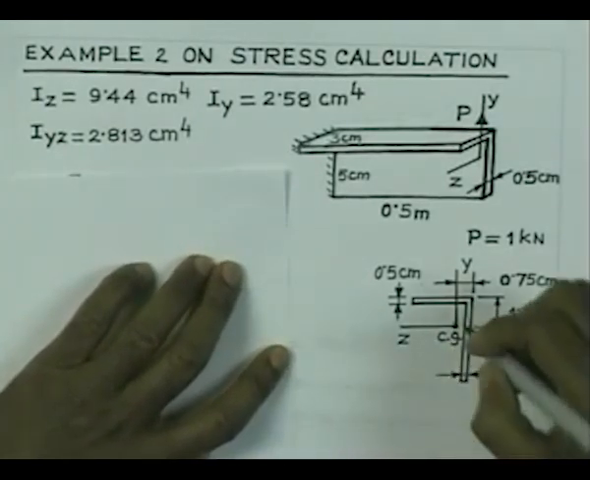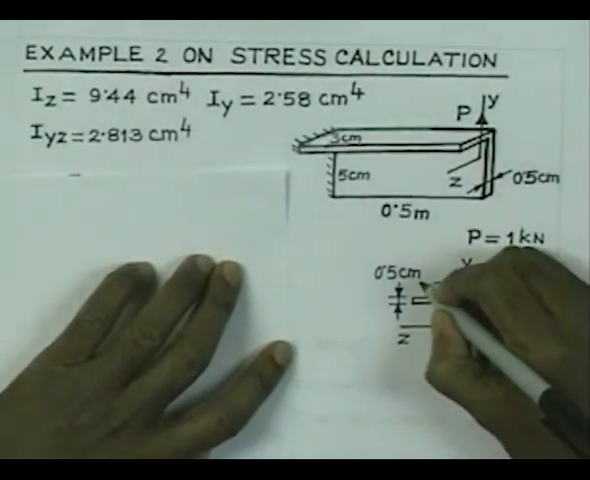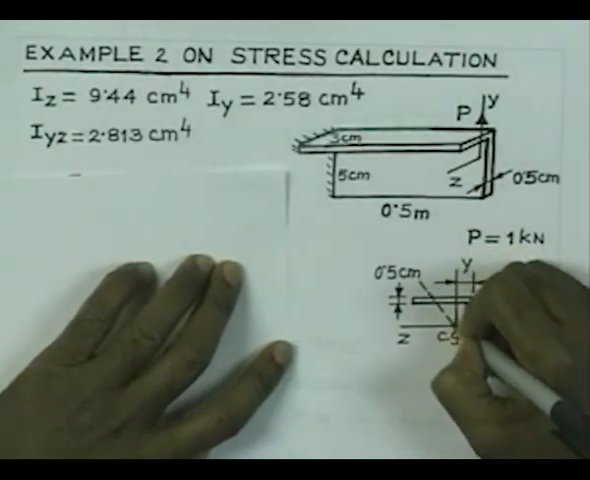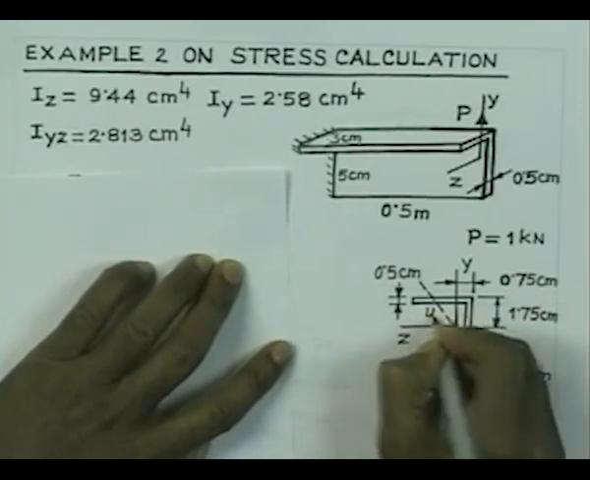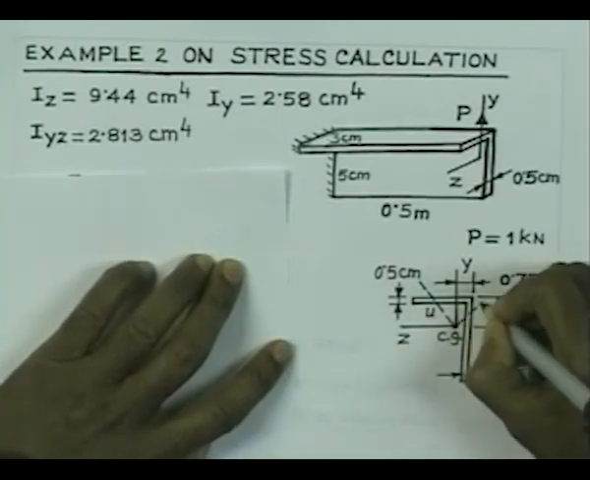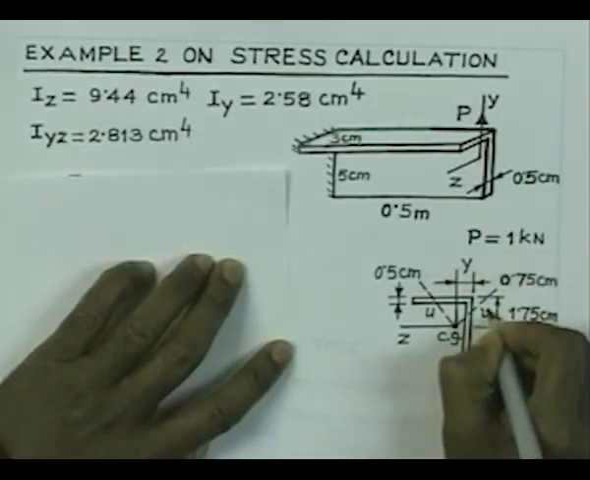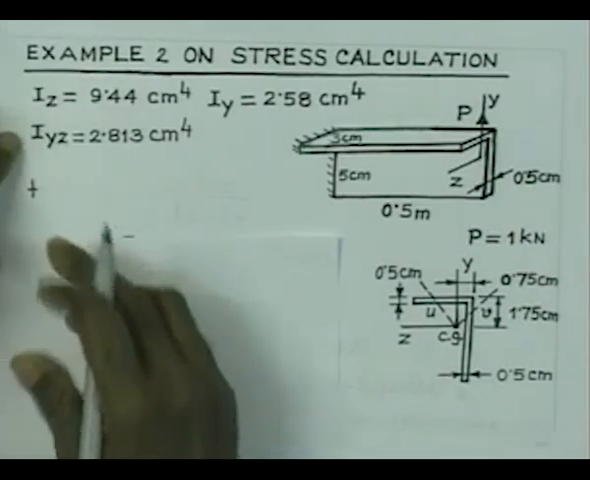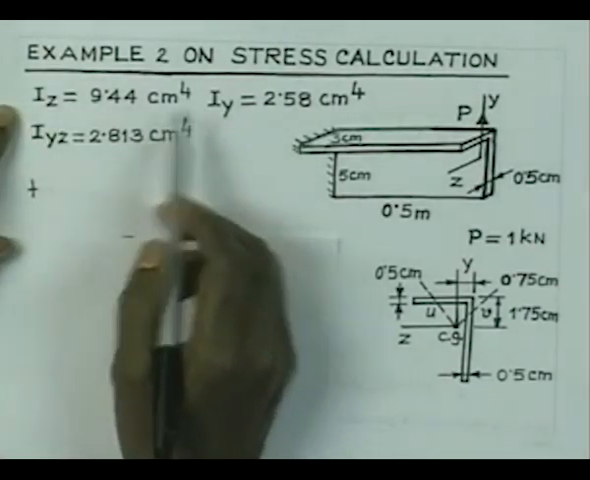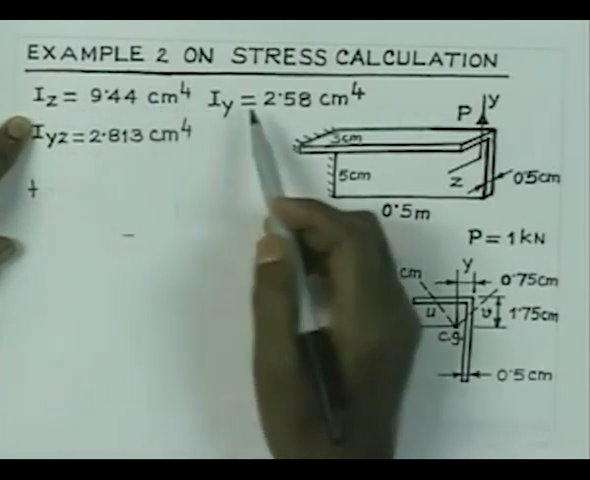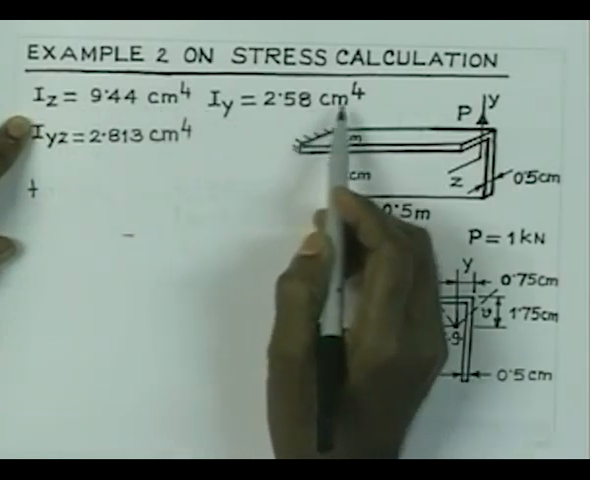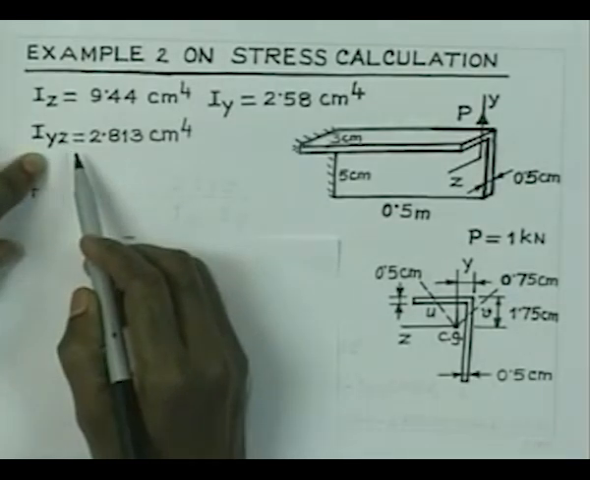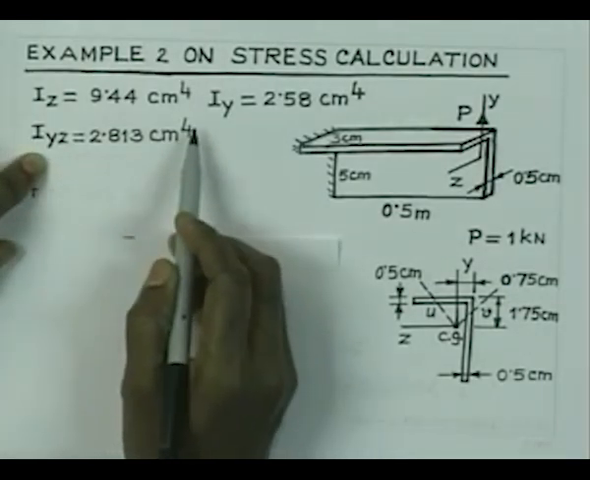Now, we have to calculate as usual the directions. Let us say we will consider that this is my u direction, and similarly this is my v direction. So, we will find out the directions u and v. We make use of the formula once again, where the values of the moments of inertia are given here. I z equal to 9.44 centimeter raised to the power 4, I y equal to 2.58 centimeter raised to the power 4, and product moment of inertia is 2.813 centimeter raised to the power 4.